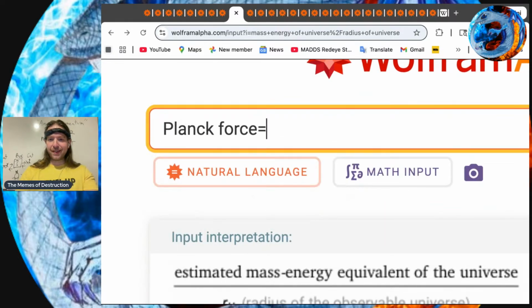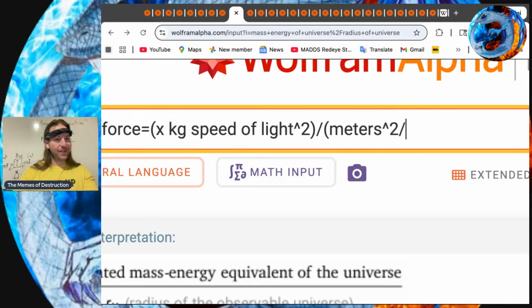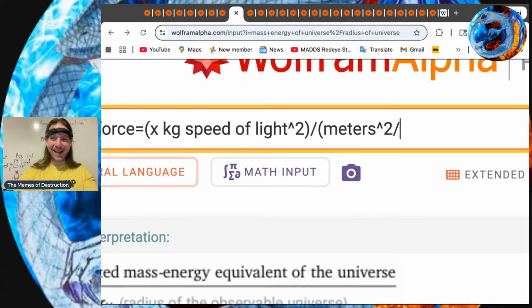Force, set that equal to, we're going to solve for kilograms. So we're going to look for x kilograms. We're going to multiply by the speed of light squared so we can get an energy. We're going to divide it by a radius. And we're going to claim that radius is meters squared over the Planck length. So basically 1 over the Planck length, and we're squaring meters. So we're squaring 1 to get an additional dimension, this dimensionful hack. Planck length. Boom.